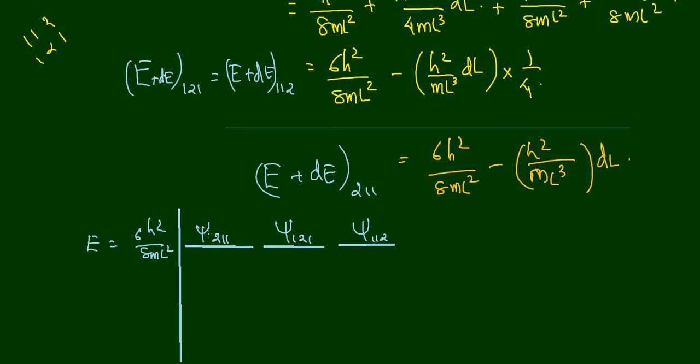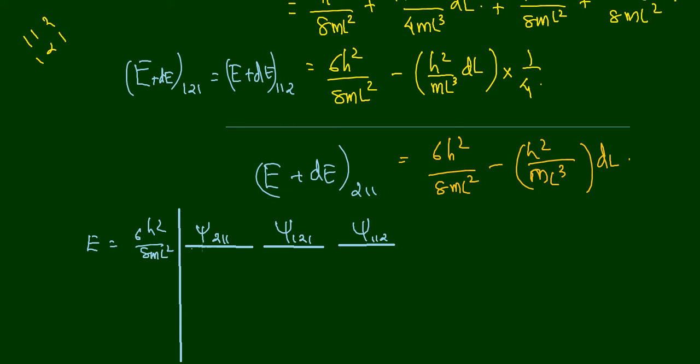And now there is a distortion in the x direction. After the distortion, the energy is changed. What is the new energy after the distortion? The new energy in the case of psi 211 is 6h square divided by 8 ml square.